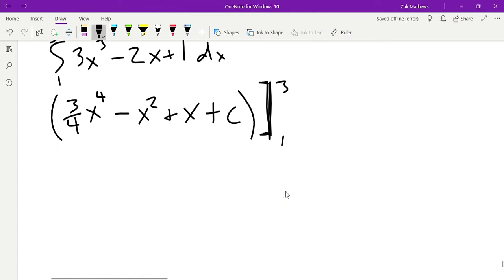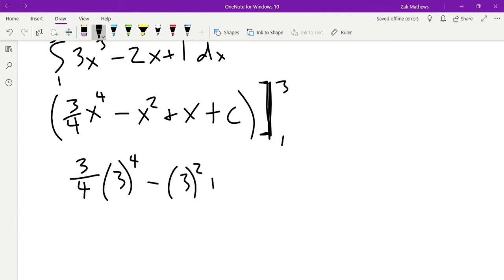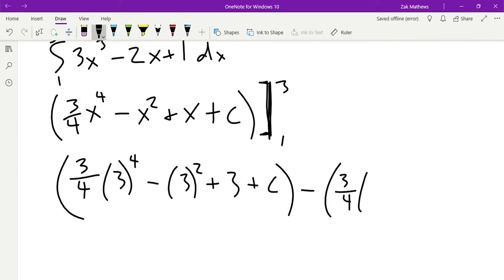So let's start with the 3 first. I'm going to plug the 3 in. So I'll have 3/4, 3 to the fourth, minus 3 squared, plus 3 plus c. That is all for the 3. I must subtract from that 3/4, 1 to the fourth, minus 1 squared, plus 1, plus c.